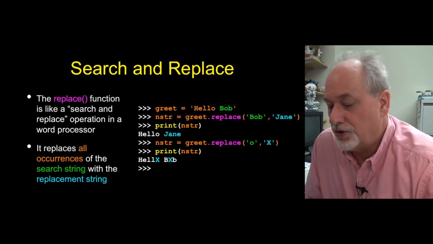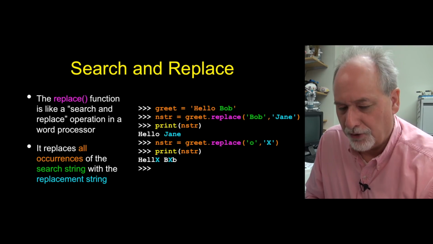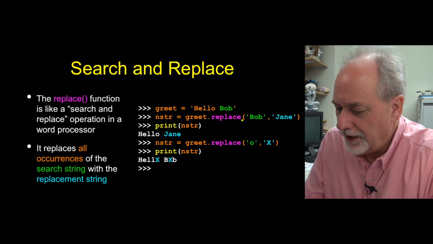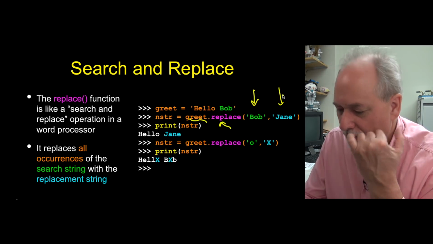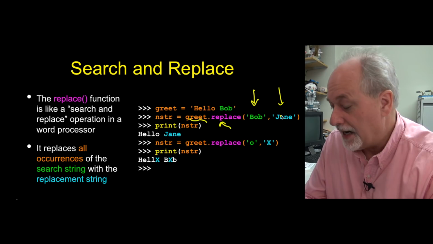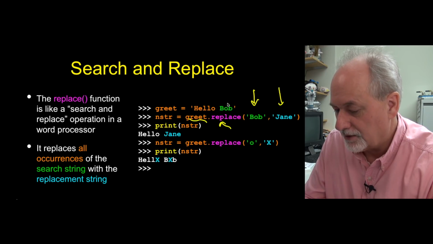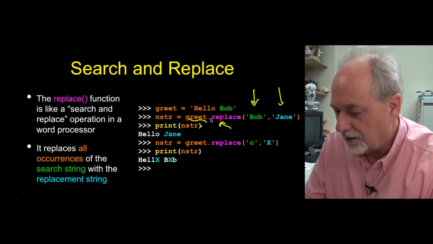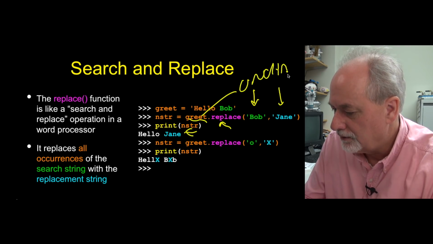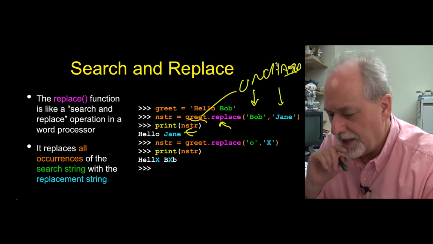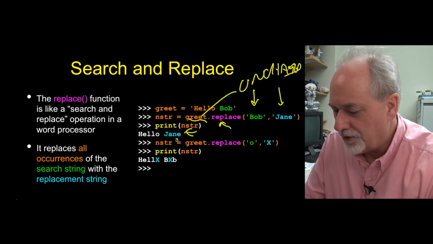Search and replace is super useful, super duper useful. And it's pretty clean. Here we have a string, and we use the replace method. In this case, we're passing in the old and the new. Bob, replace all Bobs with Janes. And so that takes this hello Bob and turns it to hello Jane. Again, greet is unchanged.